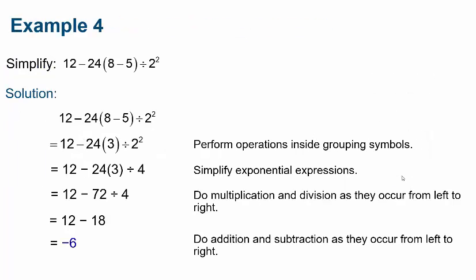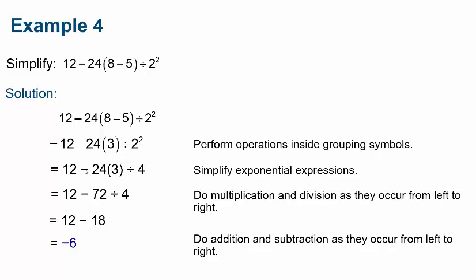All right, let's work one last one. That's a little bit harder. So this is 12 minus 24 times, in parentheses, 8 minus 5, divided by 2 squared. Well, the first thing you're going to do is what's inside the parentheses. Remember, parentheses first. So 8 minus 5, well, what does that get me? That gets me 3. What do you do next? You do the exponent. So look, I have 2 squared. That's 2 times 2. That gets me 4.